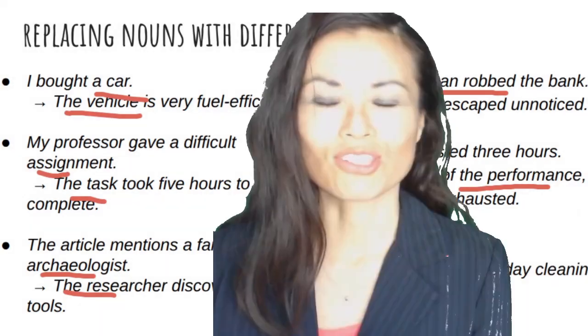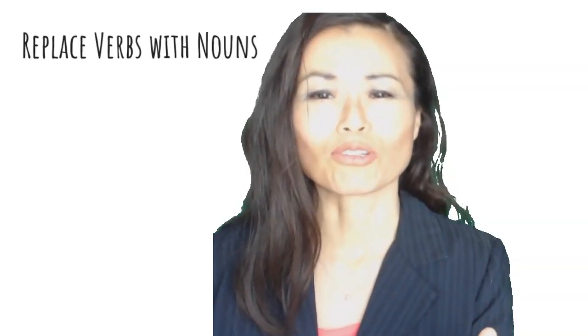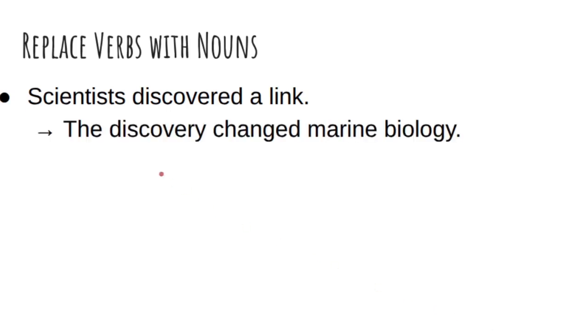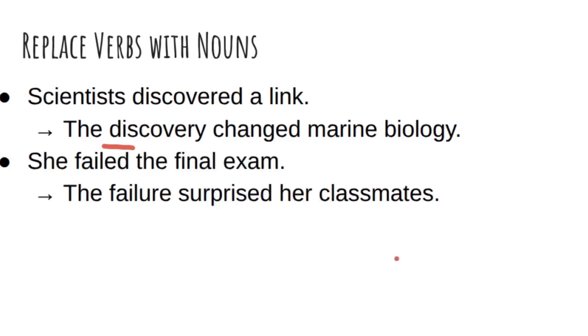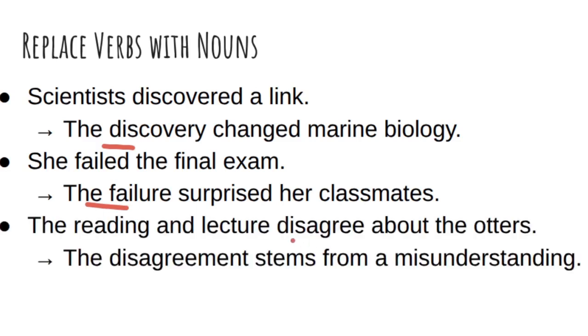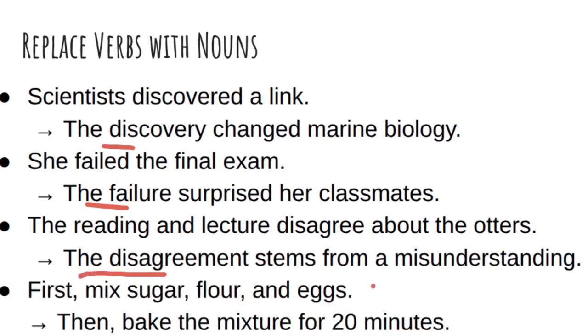You can also use the plus a noun phrase to replace other parts of speech, like verbs, adjectives, adverbs, or even entire sentences. These are examples of replacing verbs with a noun phrase using the. Scientists discovered a link. The discovery changed marine biology. She failed the final exam. The failure surprised her classmates. The reading and lecture disagree about the otter disappearances. The disagreement stems from a misunderstanding. First, mix sugar, flour, and eggs. Then bake the mixture for 20 minutes.